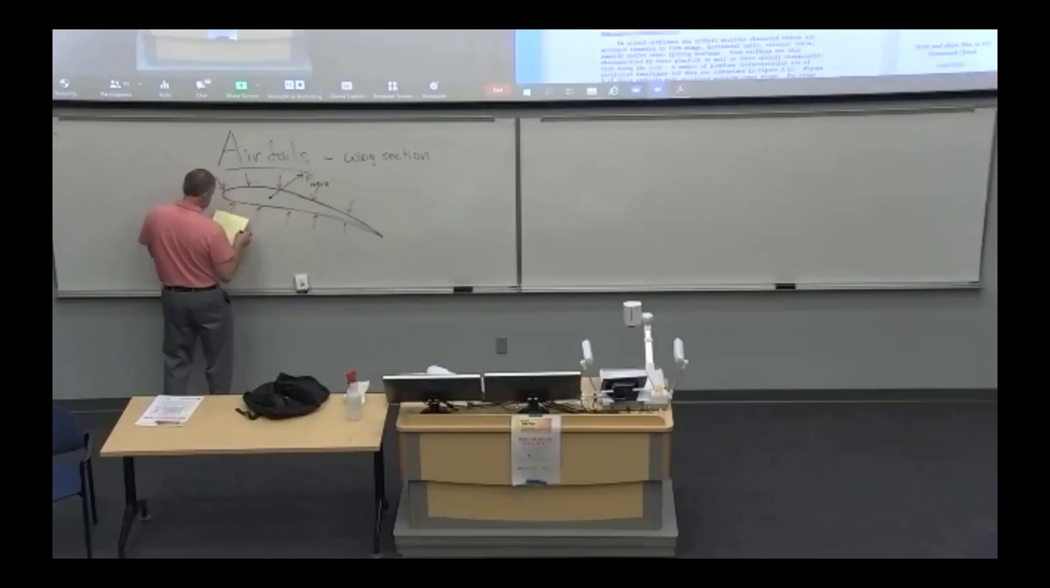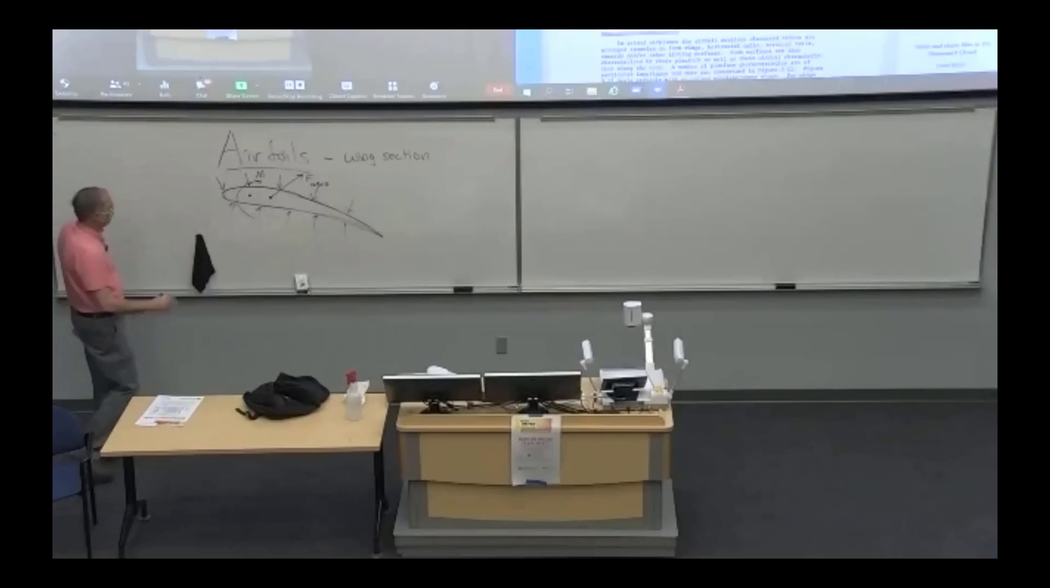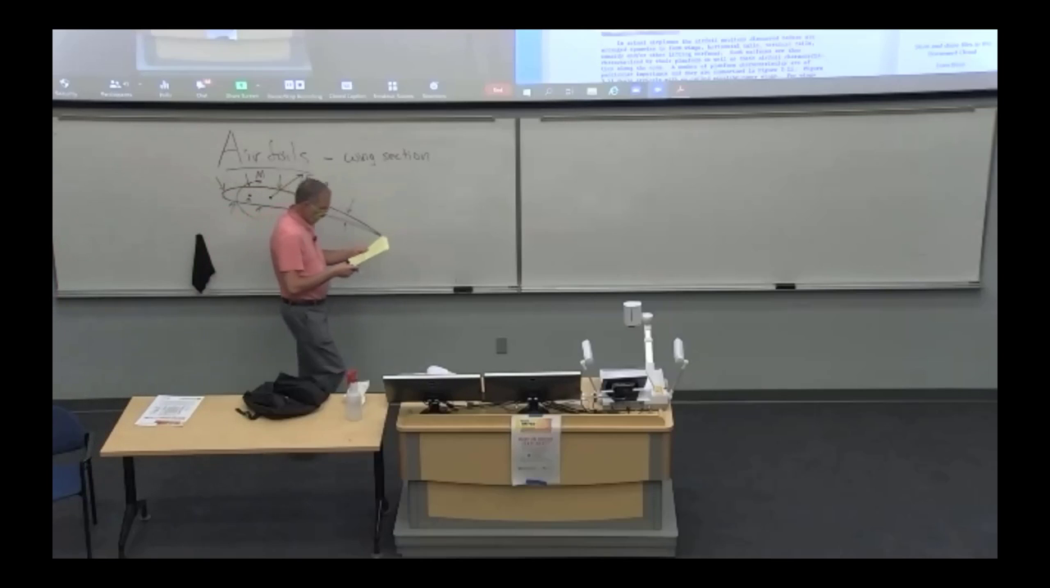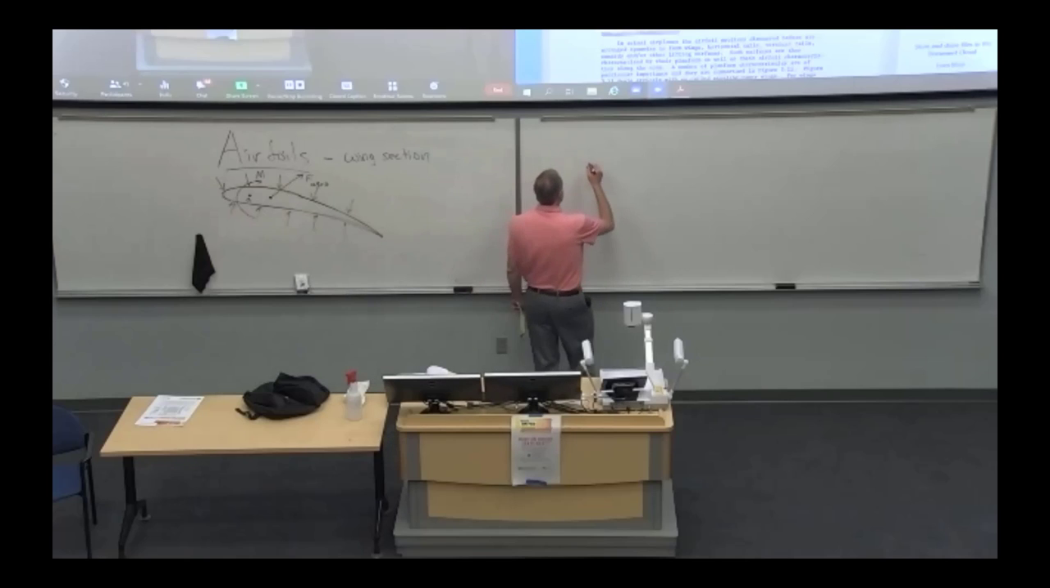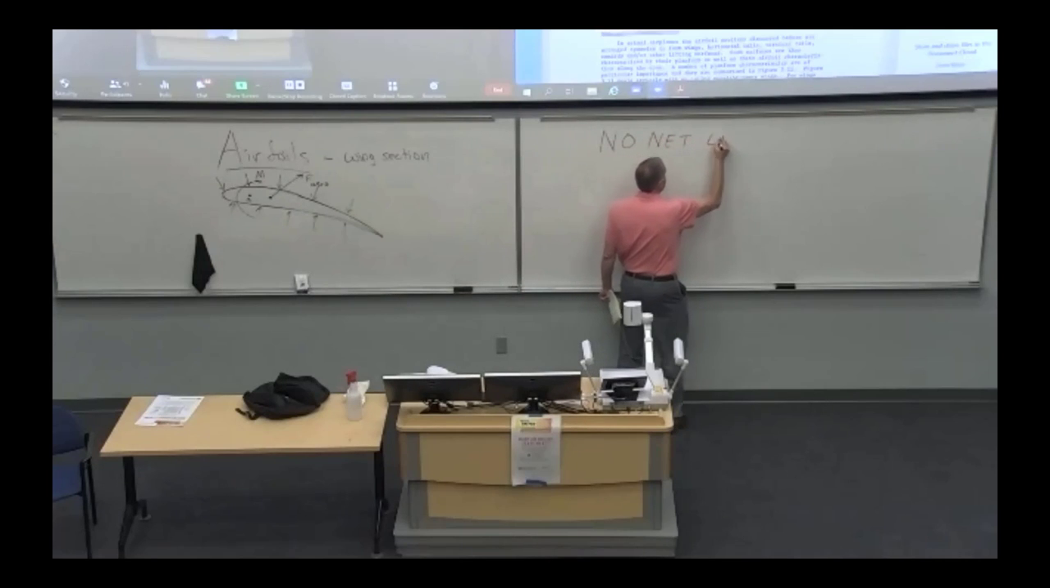And a moment that we could take about some point. So this is the lift distribution. You get lift from the wing, from the airfoil, and you get a moment. Now let's say we tilt it down till we get no net lift.